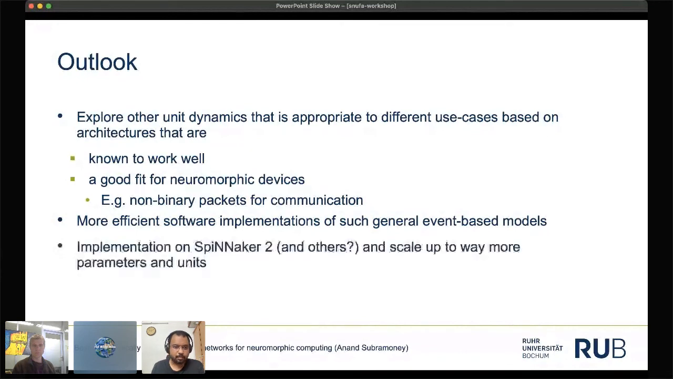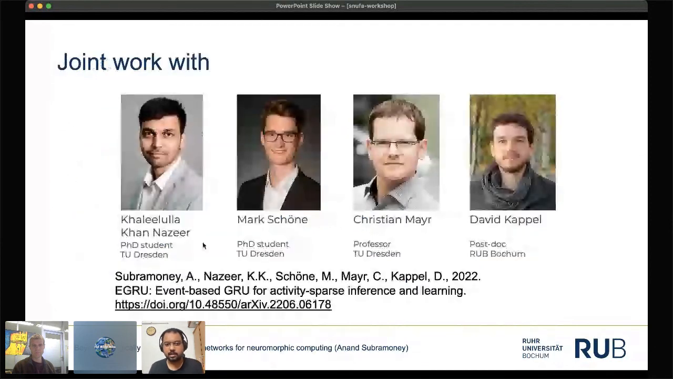And we're currently working on implementing this EGRU model on SpiNNaker 2 and scaling it up to way more parameters and units as the SpiNNaker 2 allows. So this is joint work with these people from TU Dresden, Khalil, Mark, Christian, and David from Rube as well. And our arXiv paper is linked over here.